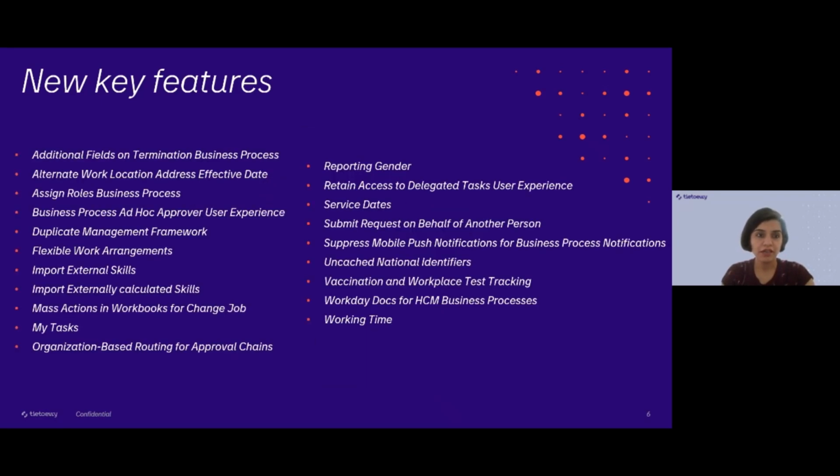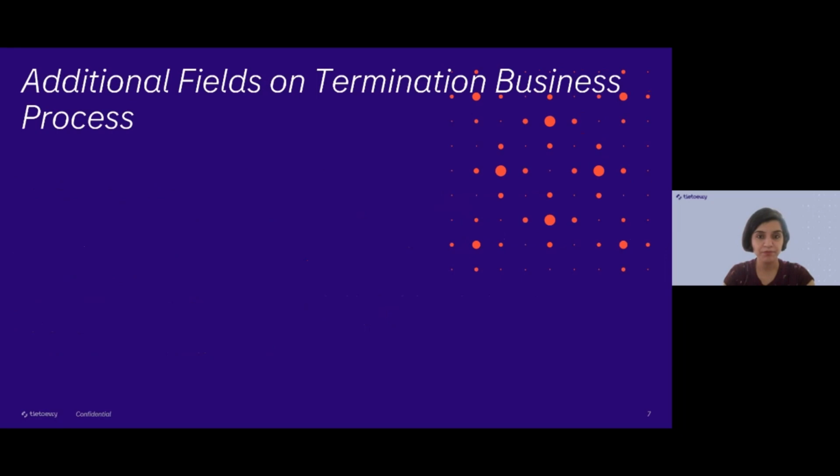So the key features that we're going to talk about are these. This is quite an exhaustive list, and let's hope that we can make it through all of these topics today. Let's dig into the first one, which is the availability of some additional fields on the termination business process.